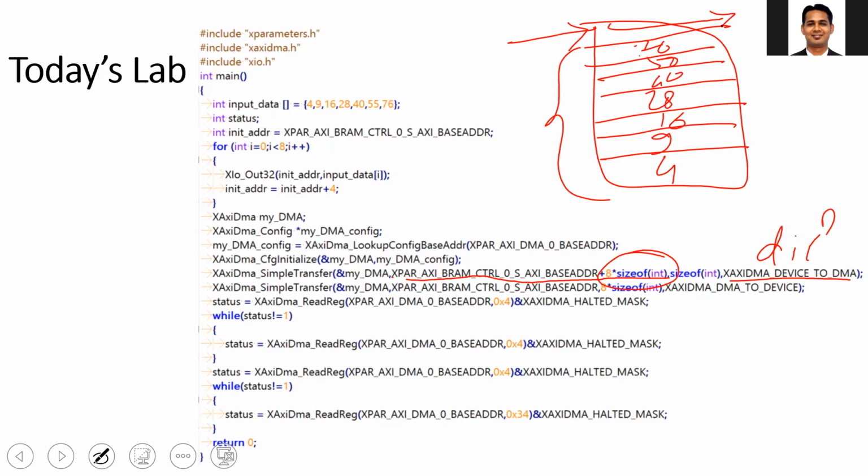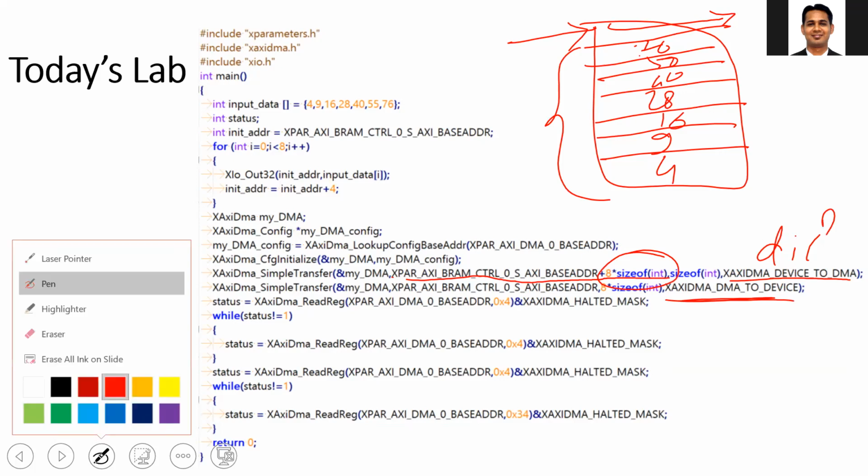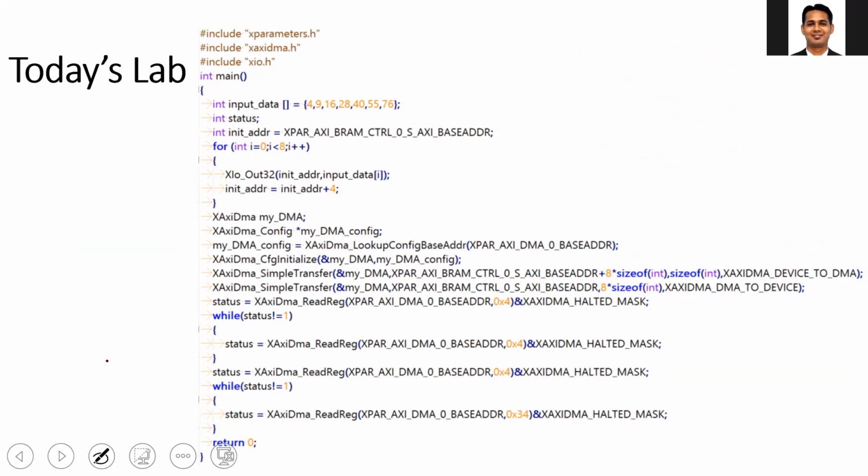Okay. And there is another transfer called DMA to device. The data which is written into the block RAM by the processor, I need to send to the IP. So you can see what I'm doing here. This is the base address, that is the initial address, how much amount of data, and in which direction. So once I'm done, I have initiated the transaction, I need to check whether the transaction is completed or not.